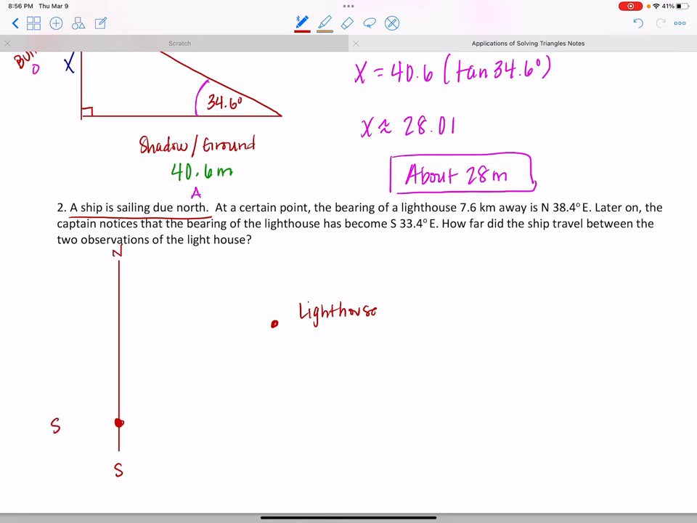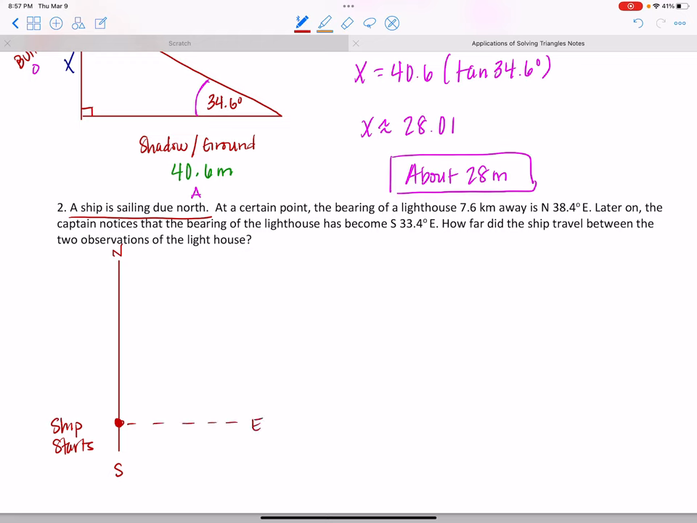So here's our ship, where it starts. It sees the lighthouse, and maybe you don't know why I put the point out there, but it says the bearing is north 38 degrees east. So from my north, if I went a full 90 degrees, I would land here. If I want to be 38.4 degrees in the east direction, then I'm going to be looking something like this.